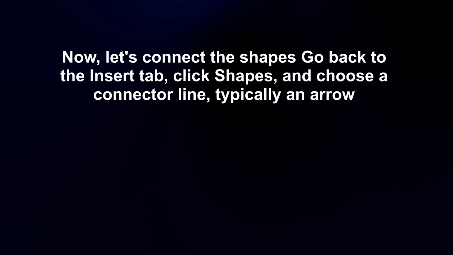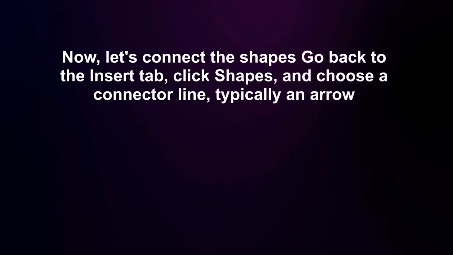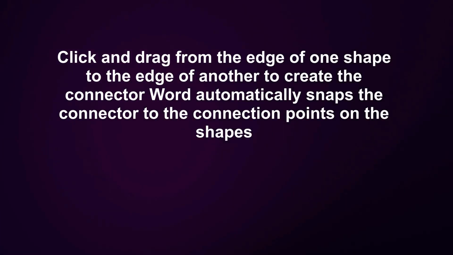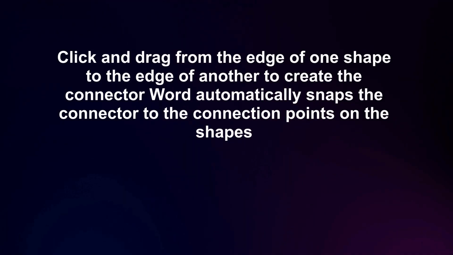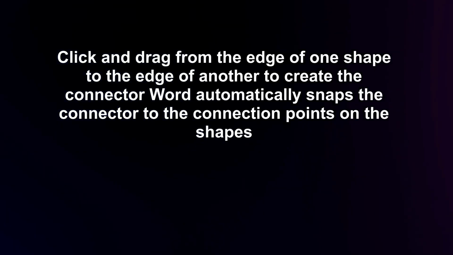Now, let's connect the shapes. Go back to the Insert tab, click Shapes, and choose a connector line, typically an arrow. Click and drag from the edge of one shape to the edge of another to create the connector. Word automatically snaps the connector to the connection points on the shapes.